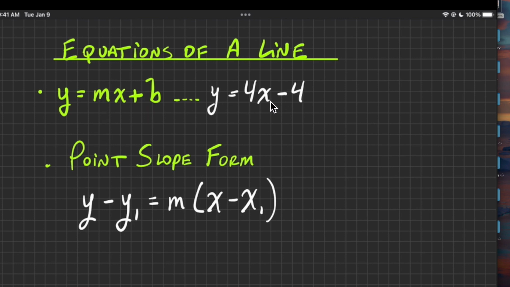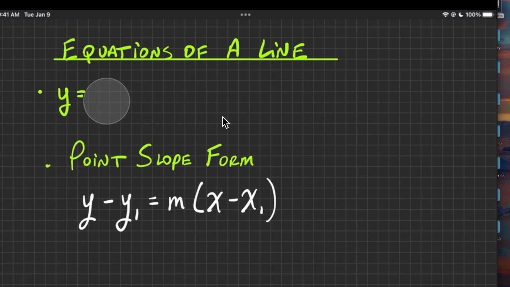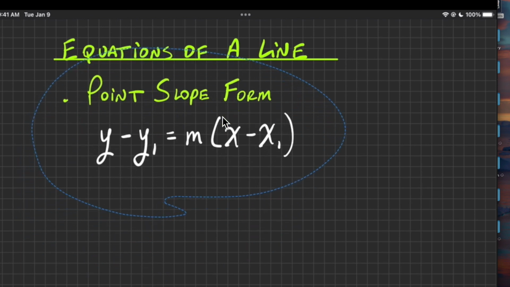Now, equations of a line come in different forms. Slope-intercept form is the easiest. We're used to working with that. But the problem is, in the problems we're working with, you're not given the y-intercept. So we're not going to be using this. What we're going to be using is the point-slope form. Not as comfortable, not as familiar, I'll grant you that.